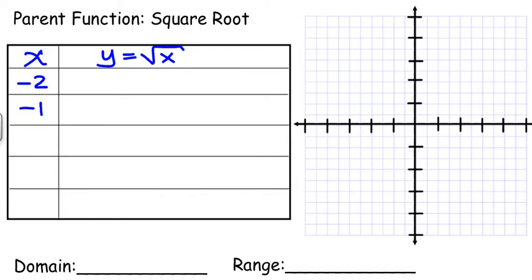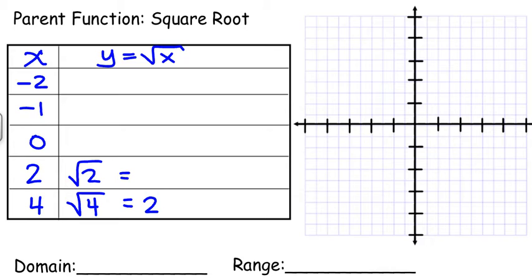-2, -1, 0. But now I'm going to make it a little bit nicer. I'm going to choose 2 and 4, just so you can kind of see the difference. All right. Now I'm going to start with the positive numbers first. So the square root of 4. Square root of 4 is 2. Now let's go to square root of 2.